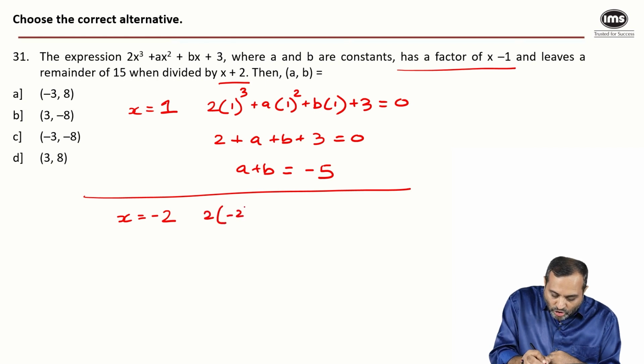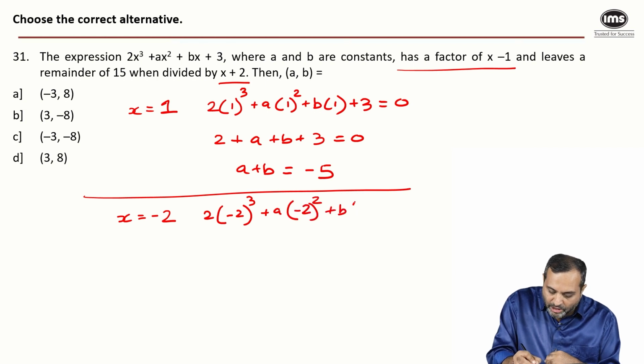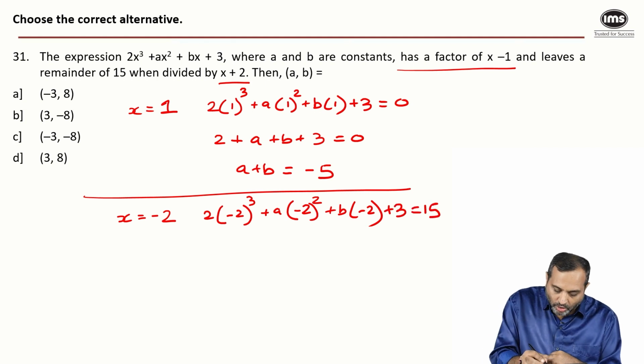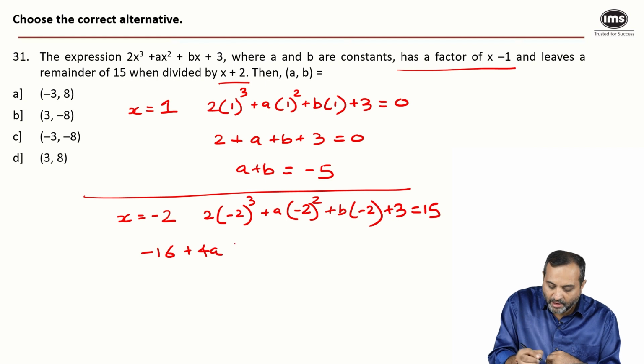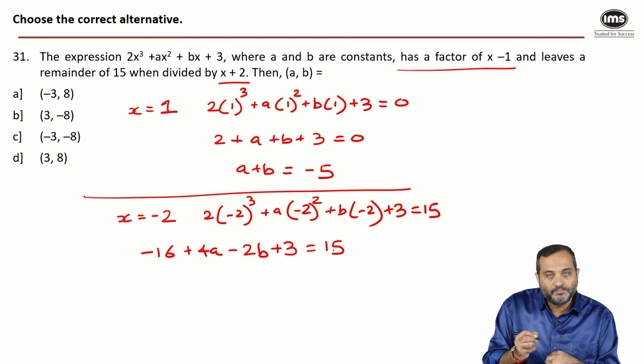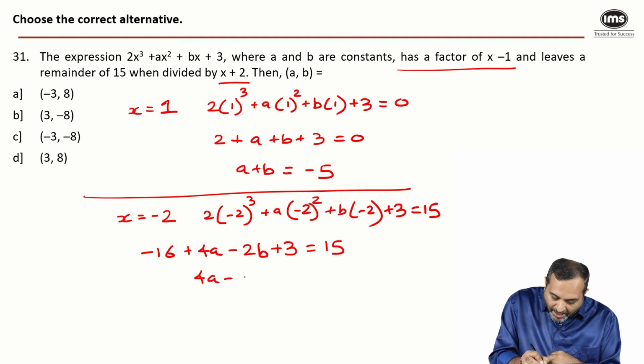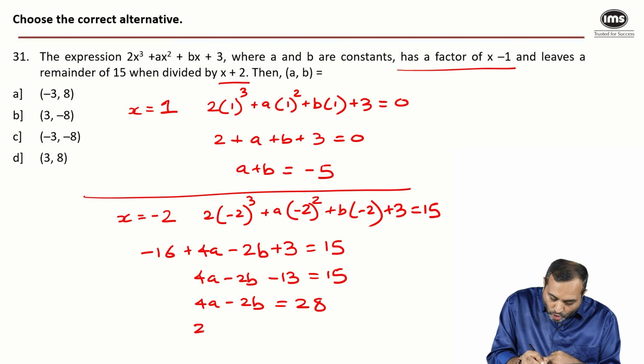So 2 into (minus 2) the whole cube plus a into (minus 2) the whole square plus b into minus 2 plus 3. This should give me 15. So minus 8 into 2 is minus 16, 4 into a is 4a, b into minus 2 is minus 2b, plus 3 is equal to 15. So what do you get? 4a minus 2b minus 13 is equal to 15, or 4a minus 2b is equal to 28, or 2a minus b is equal to 14.